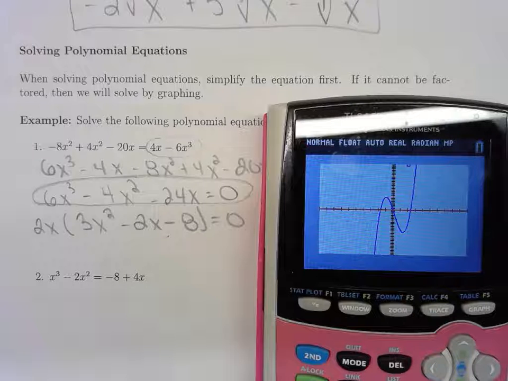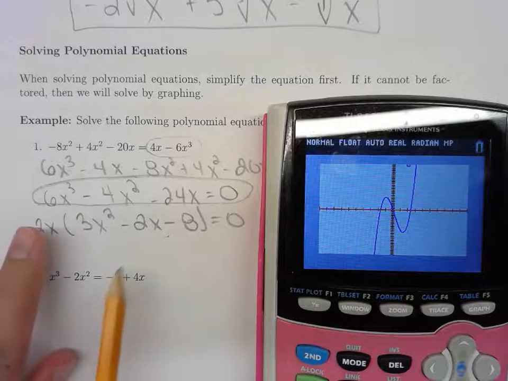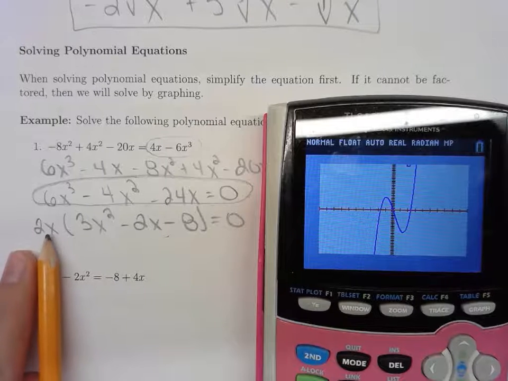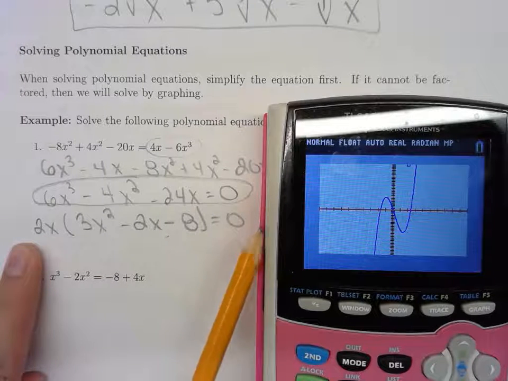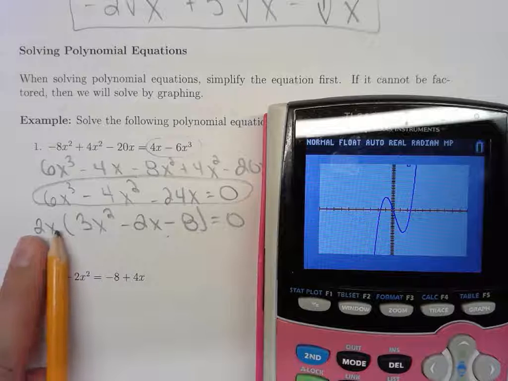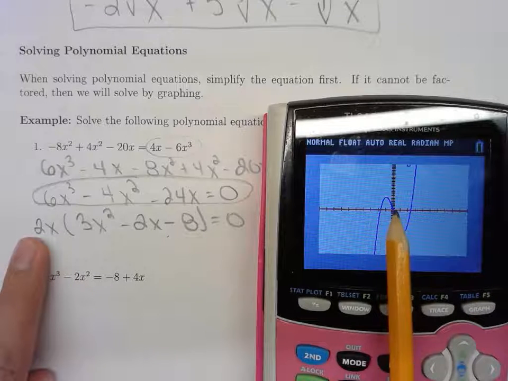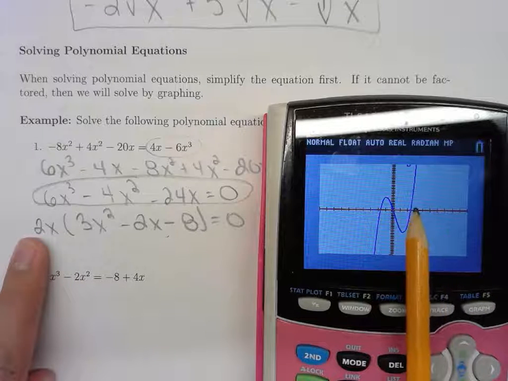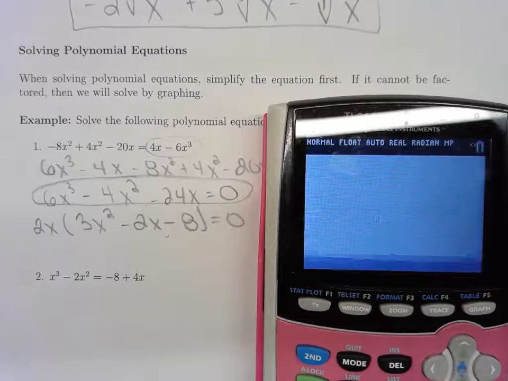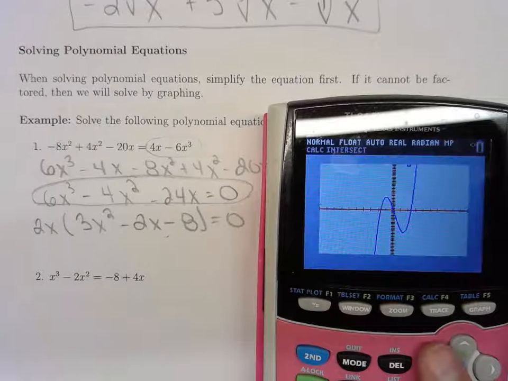Alright, so we should be able to just use our intersect feature. Notice that this factored form over here, you could do one solution. 2x equals 0, that means x equals 0. Okay, which looks like that's the solution here. Now we need these solutions, so where they intersect. So second, calculate, go down to intersect.